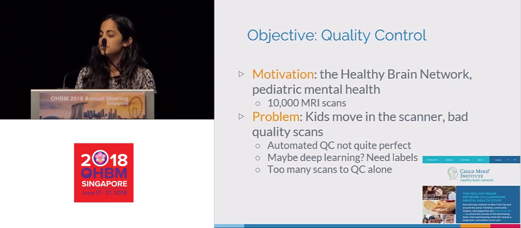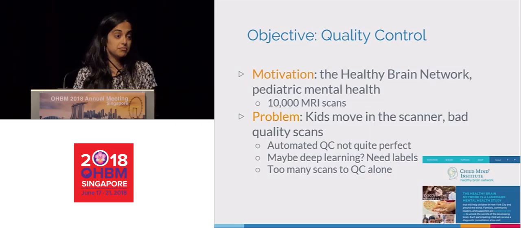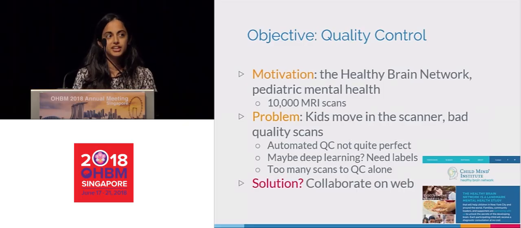And maybe some of you are thinking, well, deep learning, it's the new rage now. Sounds like maybe we should try it, but the problem is that you need labels, and you need a large set of labels. So we come back to the original problem. It's too many scans for one person to QC alone. So the solution, I thought, was to collaborate on the web.